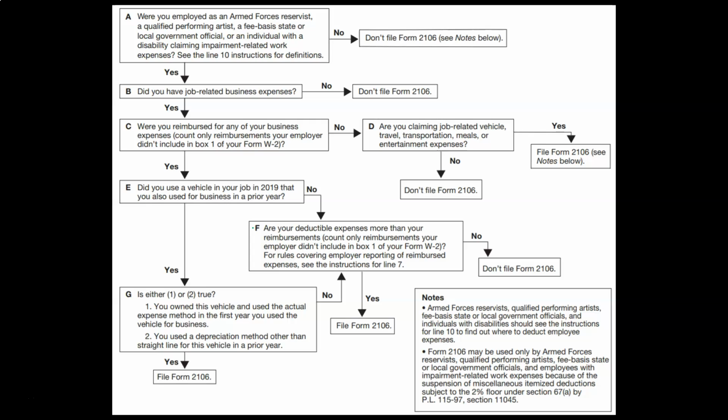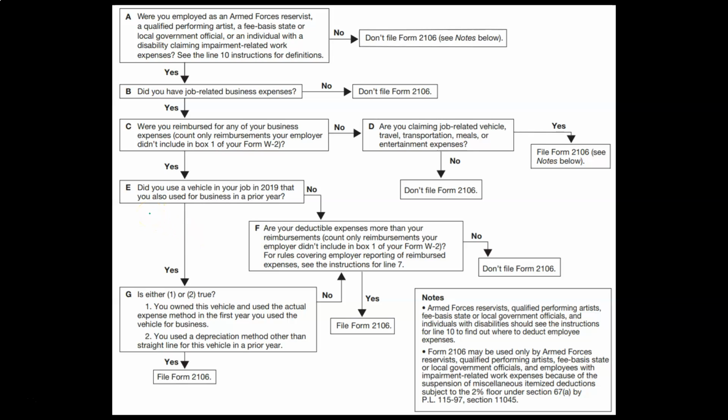Are your deductible expenses more than your reimbursement? So now we have to compare the expenses we have to the reimbursement we got. Count only reimbursements your employer didn't include in box 1 of your Form W-2. For rules covering employer reporting for reimbursement expenses, see the instructions for line 7. If your expenses were greater, then you'd go to Form 2106. If not, you don't file the Form 2106.